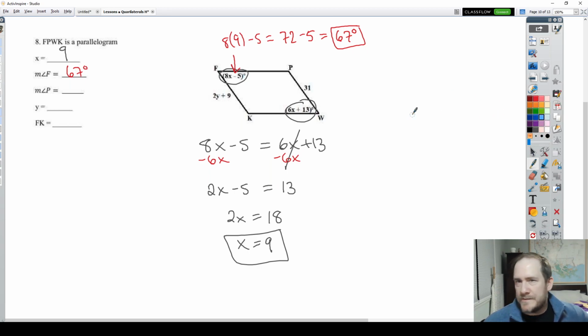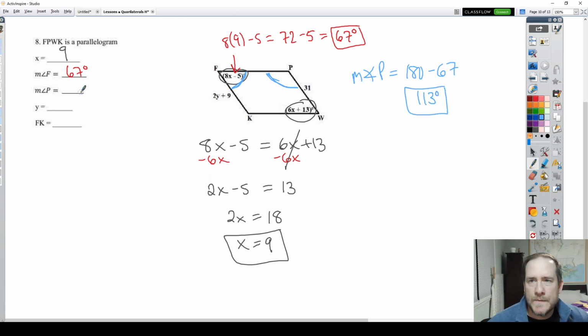Now they want the measure of angle P. Well, angle F that we just found was 67. Now they want P. Those are adjacent angles, or consecutive angles, so those will be supplementary. So you know the measure of angle P is just going to be 180 minus the 67, which is 113. So that's it for that.